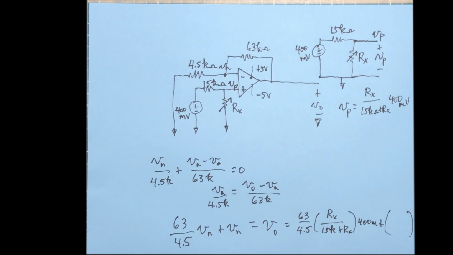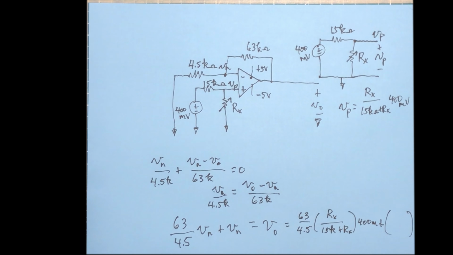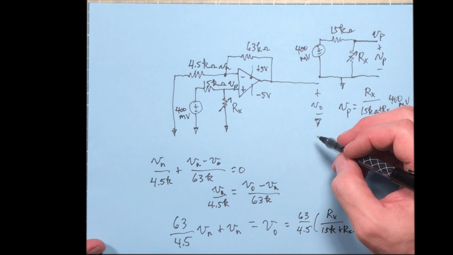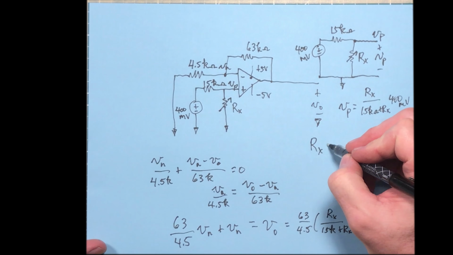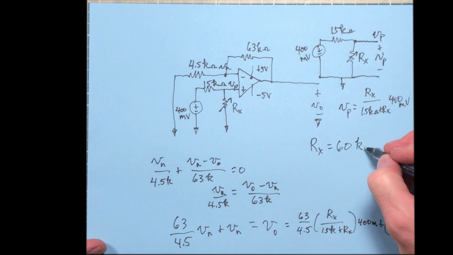Okay, now we have some numbers that we can plug in. We were given numeric values for these. So in this case, I am going to plug in the numeric values and let's see what I get here. I need a value for R sub x in order to make this a little simpler. So I'm going to give myself a value of R sub x equals 60K ohm.